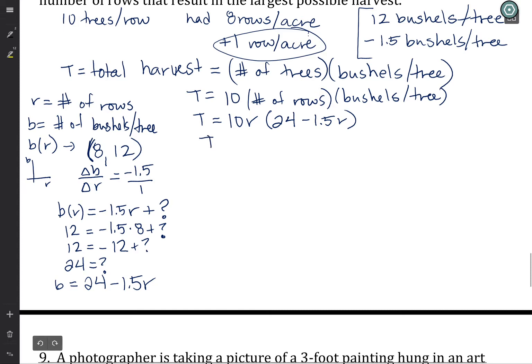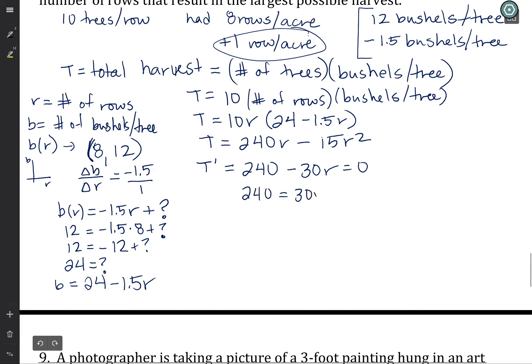I'm going to go ahead and distribute through. So I have 240r minus 15r squared. And there is at least a nice easy function to take the derivative of. The derivative is 240 minus 30r. And if I set that equal to 0, I get 240 equals 30r. Divide out. So let's see, 24 divided by 3 is 8. Okay, so my critical value is at 8 rows.